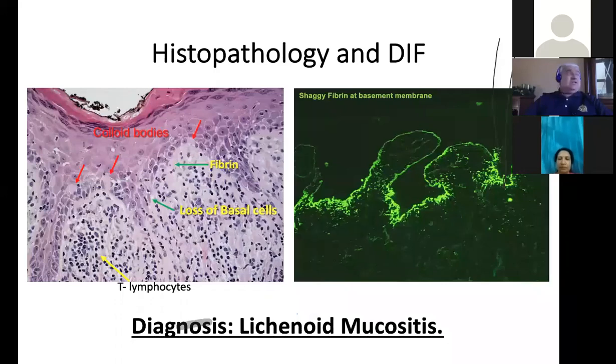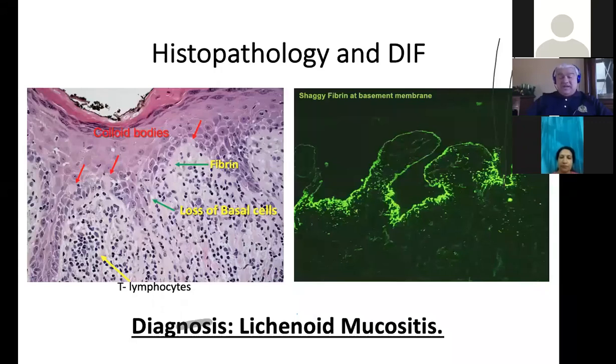And the frozen section immunofluorescence that you do would demonstrate IgG, IgM, IgA, C3, and fibrin. And so all your slides would be negative except for fibrin, which presents itself as a shaggy deposit at the basement membrane. So you combine your histopathology, the picture on the left, and the direct immunofluorescence findings, the picture on the right, and your diagnosis would be one of lichenoid mucositis.